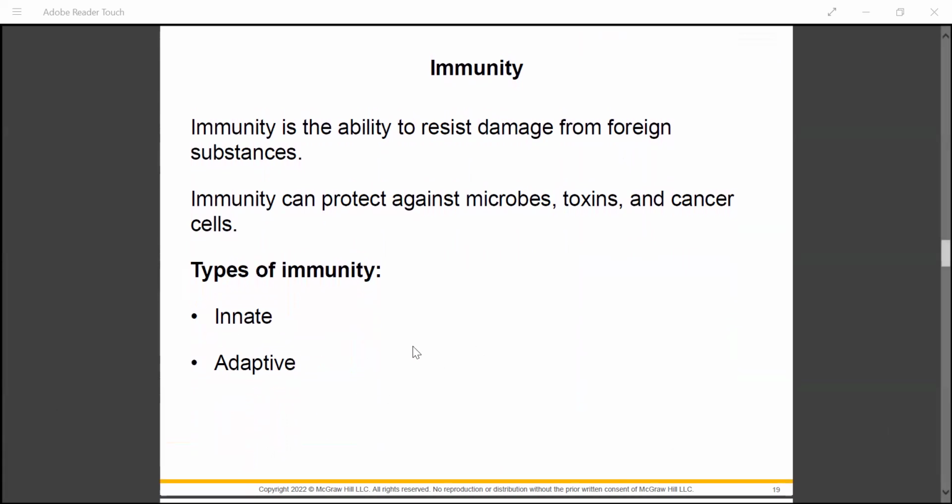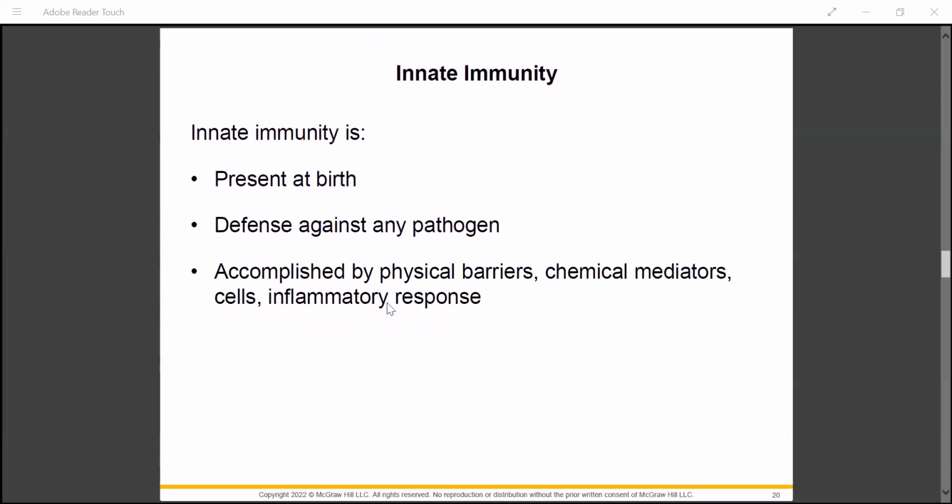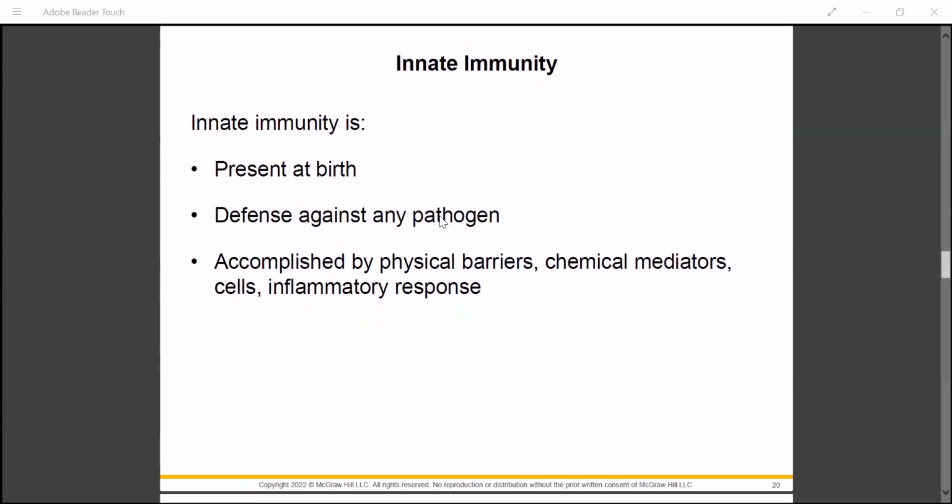We break it into two broad categories of innate and adaptive. Innate is what we'll start with. That's what you're born with. So innate means present at birth. It's going to be non-specific, so no matter what type of pathogen, our innate immunity is going to try to defend against it. It's accomplished primarily by physical barriers, chemical mediators, certain cells, and the inflammatory response is a part of our innate immunity. What is important here is that it's non-specific, any pathogen.